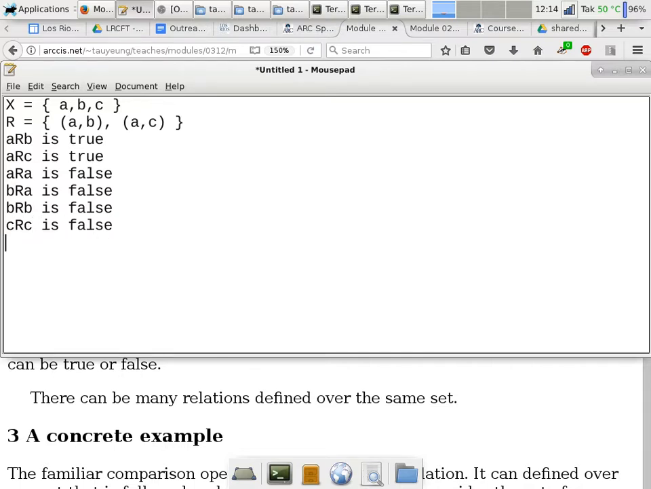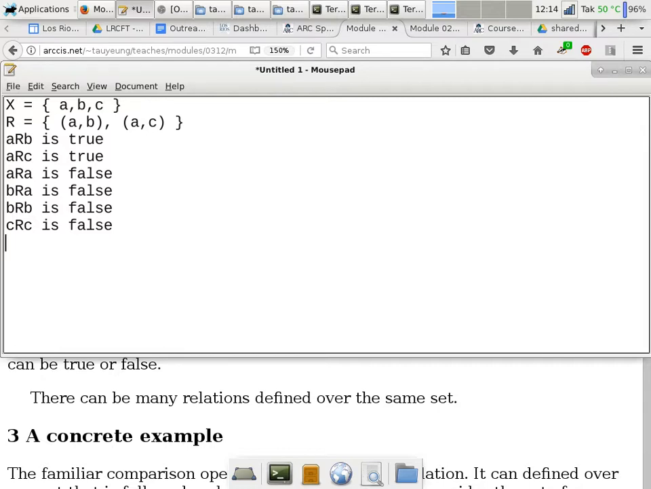So if I were to spell out everything, including whether something relates to itself, how many rows are we talking about? 9 rows, exactly, because we have 3 elements. So when you make it a table, you can say whether something relates to something else. The size of the table is going to be the cardinality of X times the cardinality of X. So the number of relations that can exist is the square of the cardinality of X in this case.